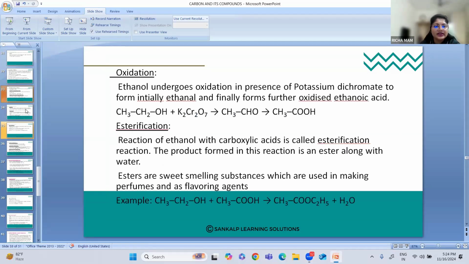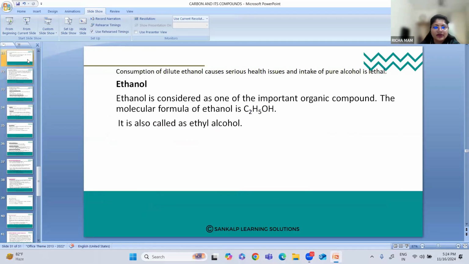Previously we have recapped everything we have discussed. We also discussed the two important compounds, ethanol and ethanoic acid. We discussed their properties, their physical properties, the preparations, chemical reactions, and uses. Then we discussed soaps and detergents and the cleansing action. I hope everything is clear.